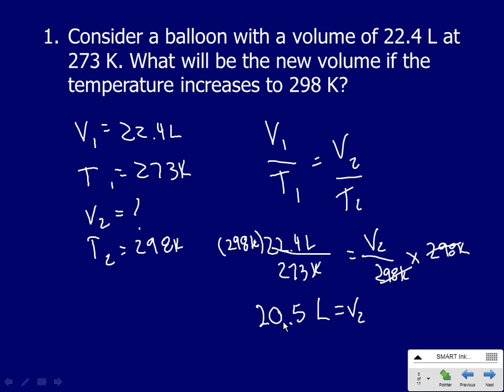Excellent. Way to speak up. What did we say it was? 24.5. That's a good little check, right? Temperature went up, so it's got to get a little bigger. And notice, going from 0 to 25 degrees, hardly a change. Hardly a change.